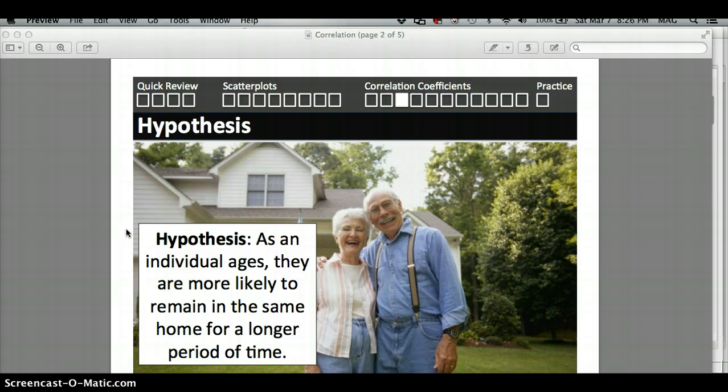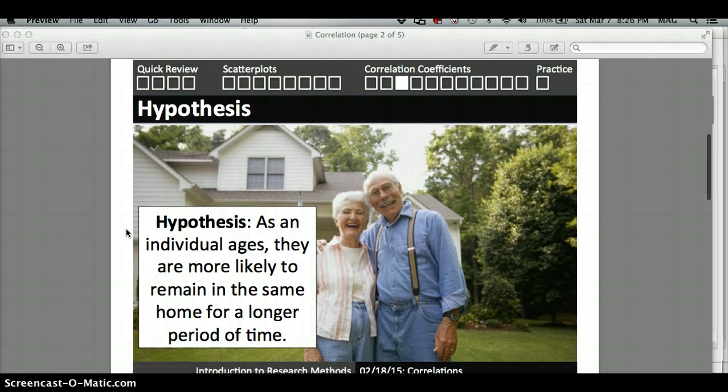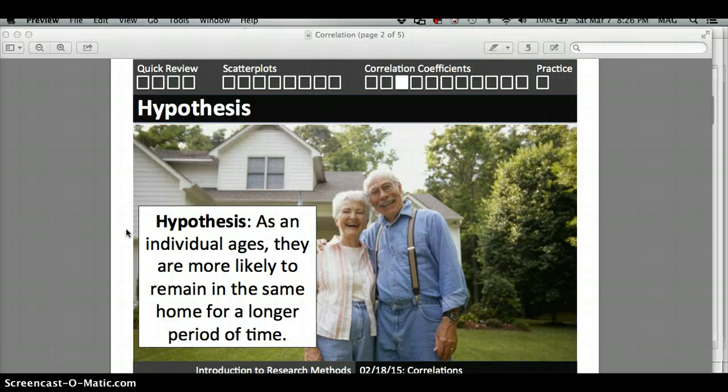Before we get to the index and what it represents, let's talk about the hypothesis that we're going to use to test this in SPSS. The hypothesis is: as an individual ages, they are more likely to remain in the same home for a longer period of time. Please note this is a directional hypothesis, meaning that we're hypothesizing that this variable changes another variable in a specific manner. So as age increases, the number of years that you're in the house also increases.